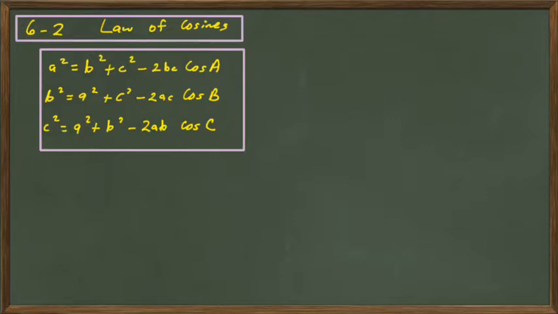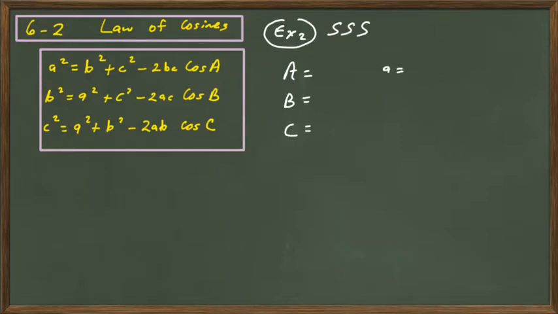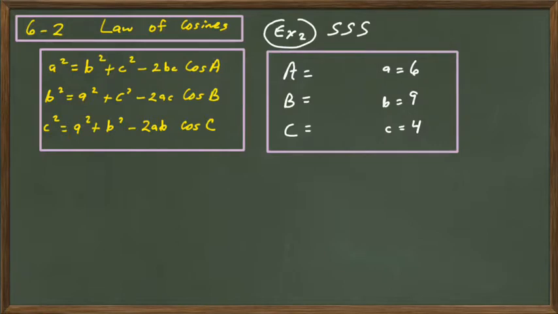We're going to look at example 2, and it happens to be a side, side, side. When I say side, side, side, that means they're only giving me the sides, but they are giving me all three of the sides. This says 6, 9, and 4. A is 6, B is 9, C is 4. We want to round the angle measures to the nearest degree. So just like in the previous section, we need to find all 6 parts of this triangle.